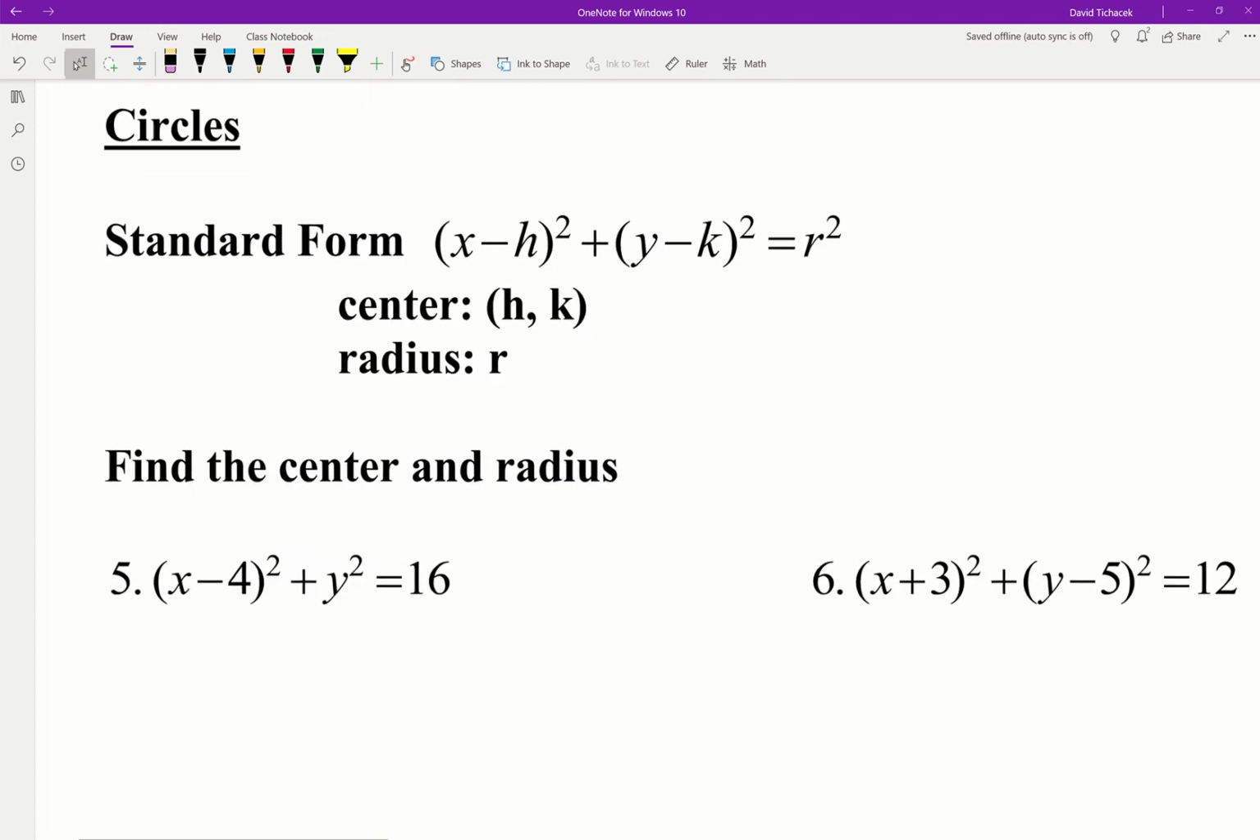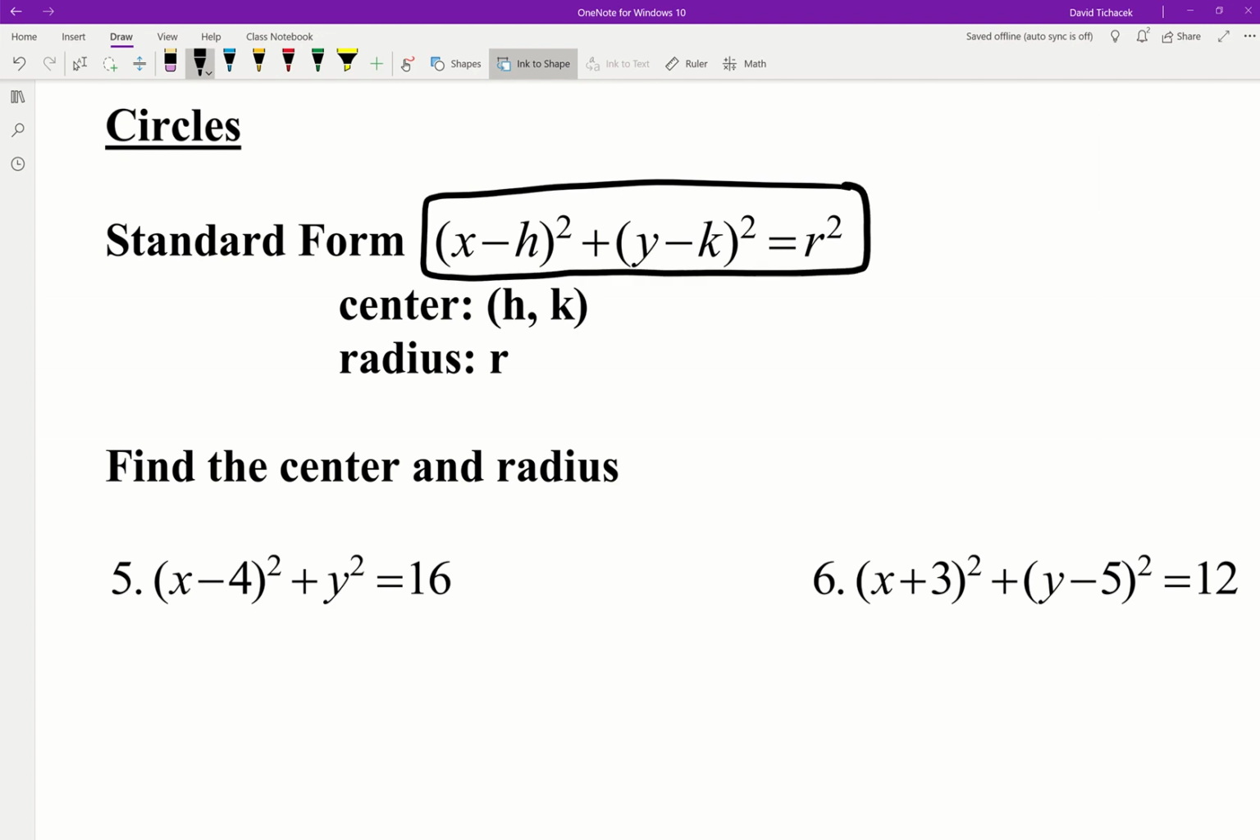But for the rest of the video, I want to hone in on a very special type of equation, and that is your equation of circles, okay? You'll notice here the standard equation of circles. This is something that you guys should have first taken a look at in your geometry class way back when, but it's something that looks like this.